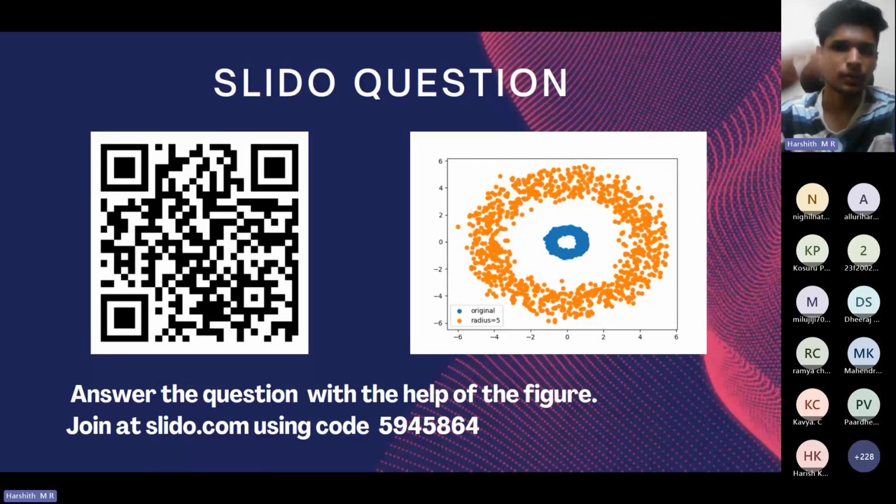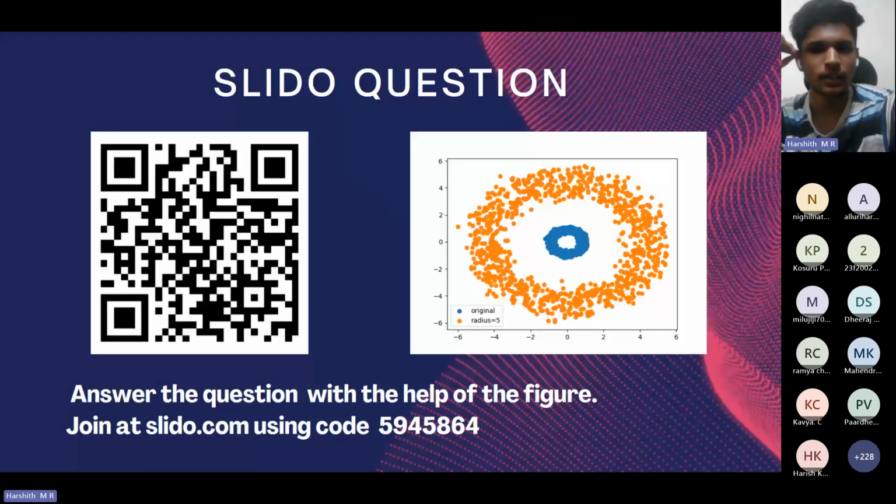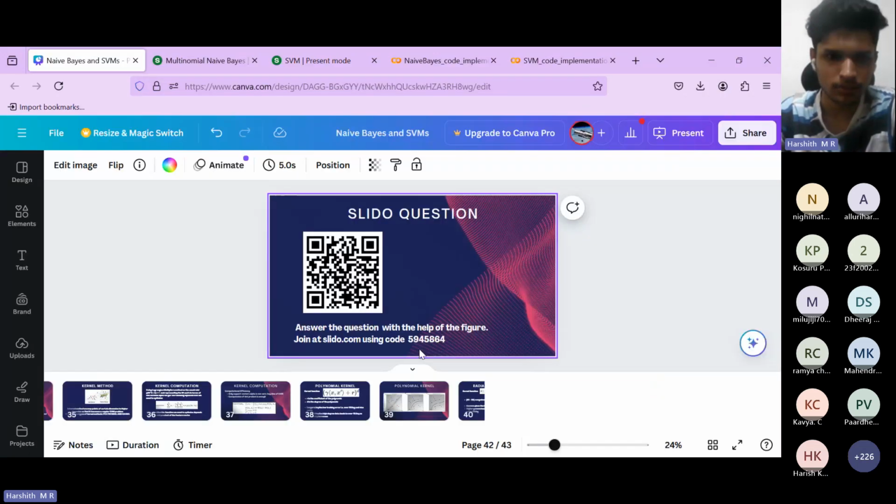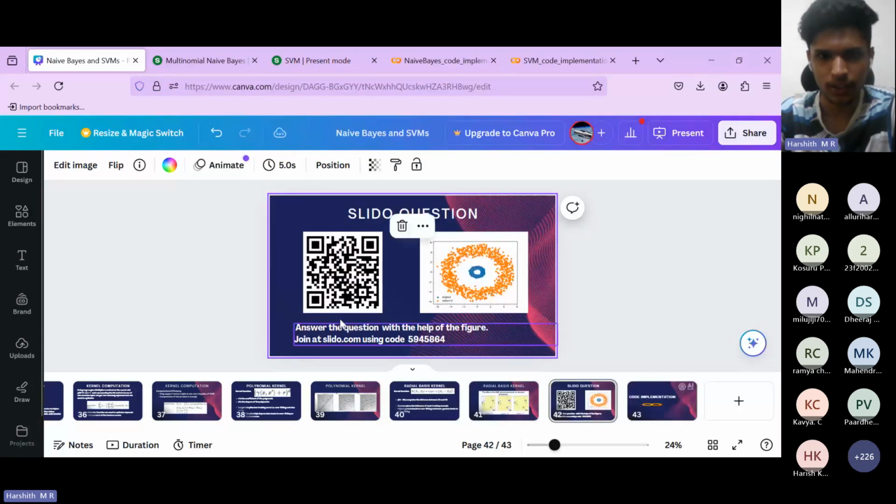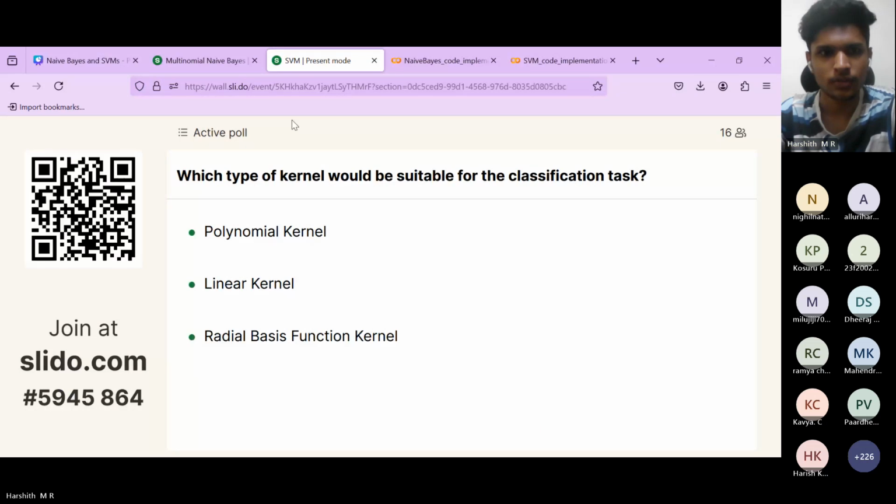I have a question for you. You can scan the QR code or go to slido.com, use 5945864 and answer the question. These are the data points given. You need to tell which kernel you will use for classifying this type of data points.